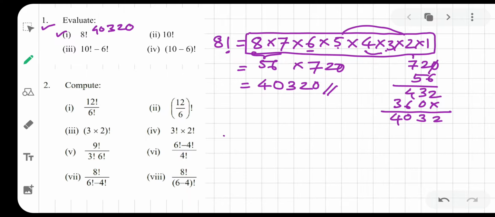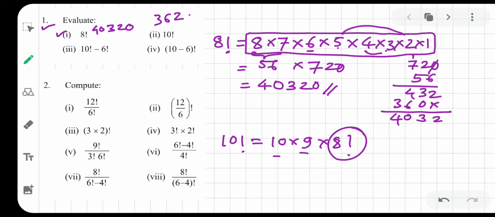Now to find 10 factorial, we have to take 10 into 9 into 8 factorial. Because we have already the value of 8 factorial, you can multiply it by 9 and 10, and you will get the answer to be 3628800. Okay, so I will leave this to you to find it out.